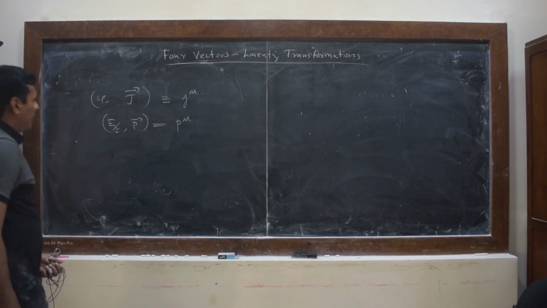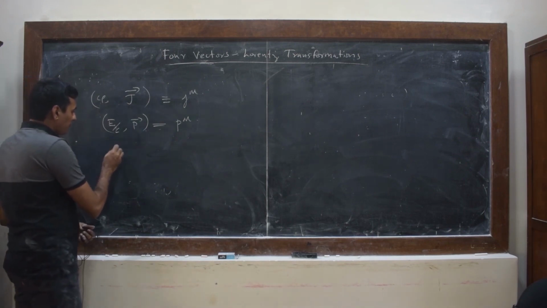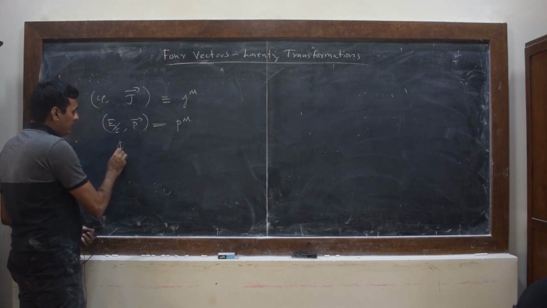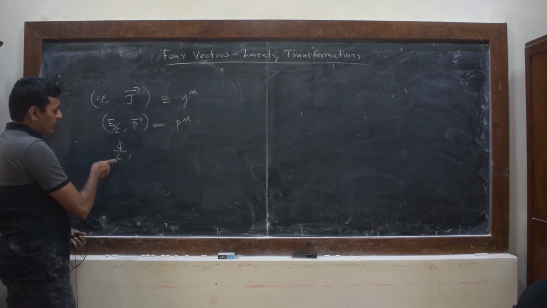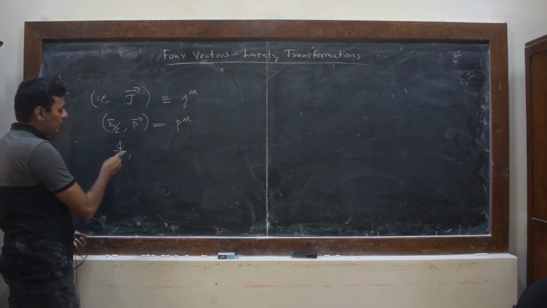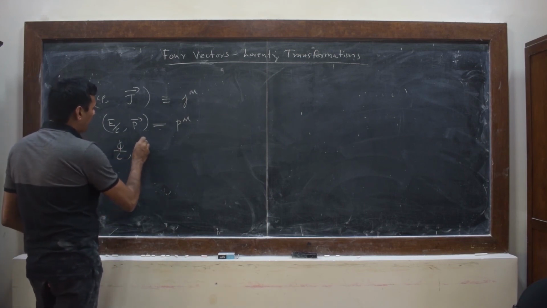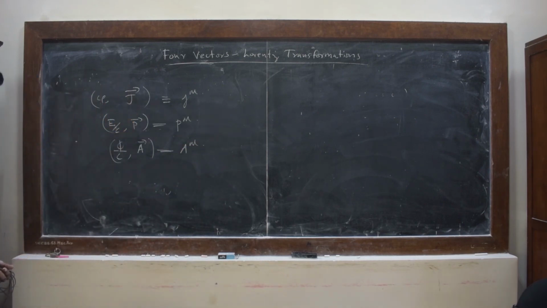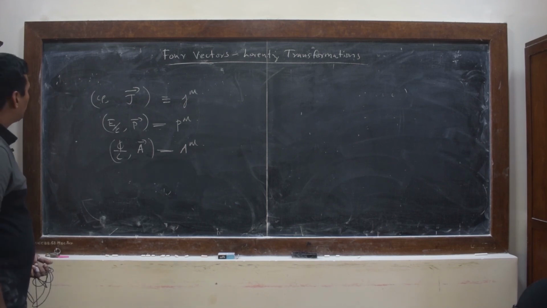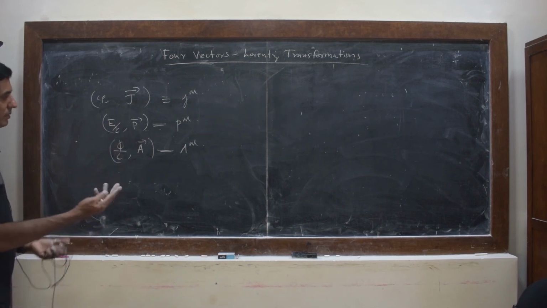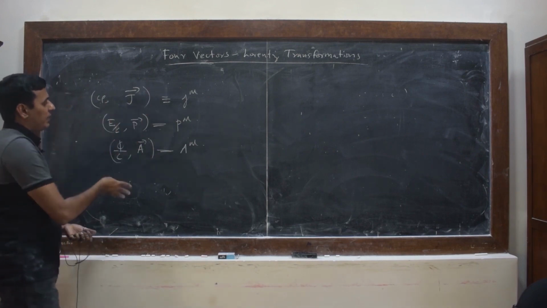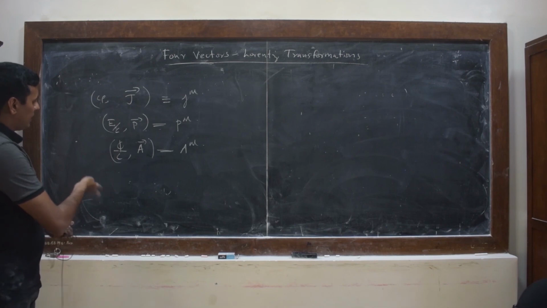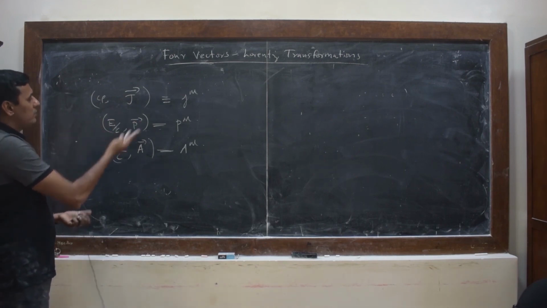This is a 4 vector. Then phi by C, the scalar potential in electrodynamics, and the vector A form a 4 vector, which is basically A mu. There are a lot of other 4 vectors, but I am just saying that these are examples of 4 vectors.